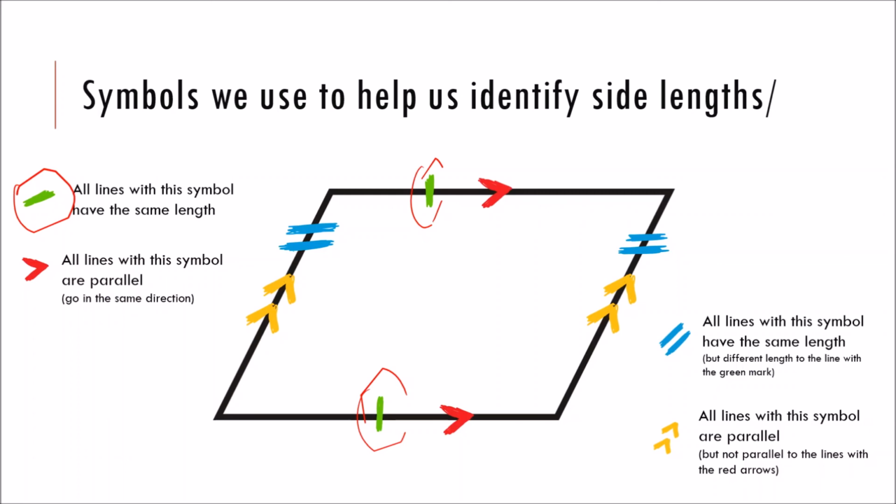Our two dashes is to say that the two lines they go through are the same length. So this line down here and that line down there are equal in length, but different to the lines with the one green dash. And the two arrows are a way of saying that these two lines are also parallel, but not parallel to the other ones with the single red arrows.